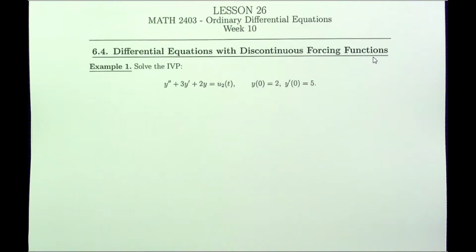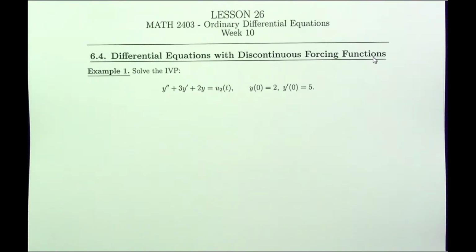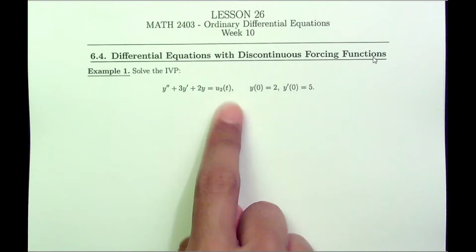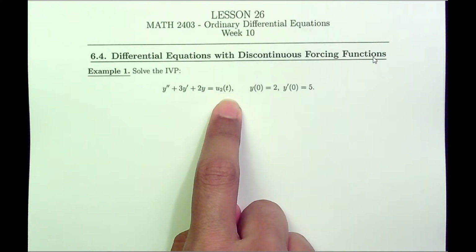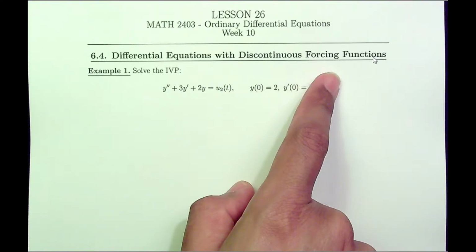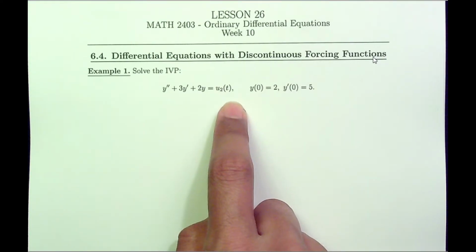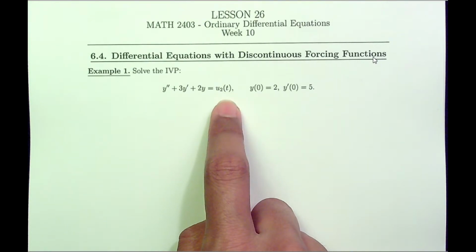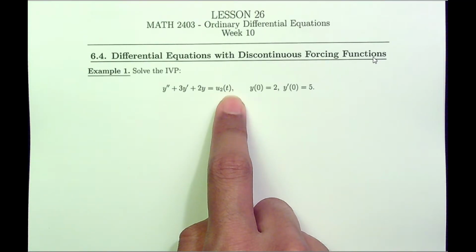In this lesson, we will be solving 3 examples of initial value problems using the method of the Laplace transform, where the non-homogeneous term is a discontinuous function. This function right here is sometimes called a forcing function. So we'll be doing 3 examples where the non-homogeneous term is a discontinuous function.